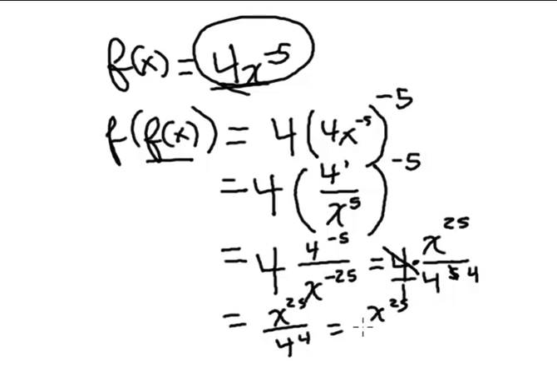Or x to the 25th over, oh boy, what's 4 to the 4th? Okay, 4 squared is 16, 4 to the 3rd is 64, 64 times 4 is 256. So x to the 25th over 256. Okay, so that's our answer there.